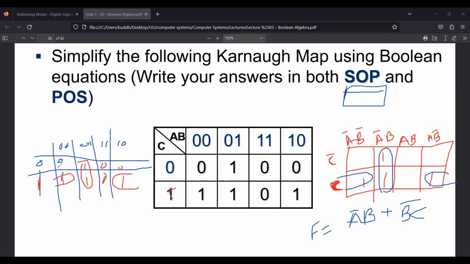Then we need to check what the changing variables are. So 0, 1 is not going to change in this particular group. 0 means A bar, and 1 is the second variable, so it should be B, and since it is 1, it should be B.